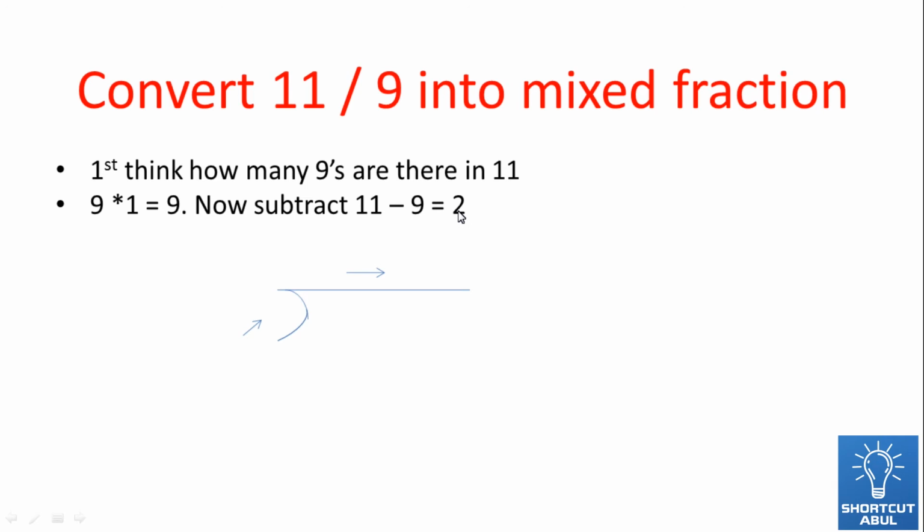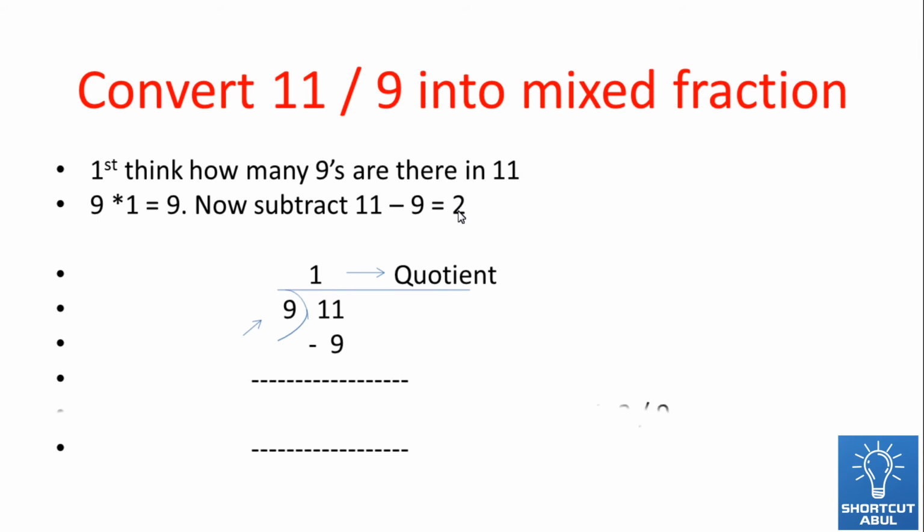How to do it mathematically? 11 divided by 9. So 9 ones are 9. 1 is the quotient now. 11 minus 9, what is the remainder? 2. The remainder is 2. Now how to write this as a mixed fraction? Which is the first one you have to write? First, second, third, that is 1, 2 by 9. Shall we go to the next question? Oh, nicely it swings.